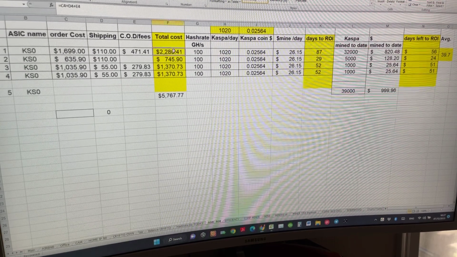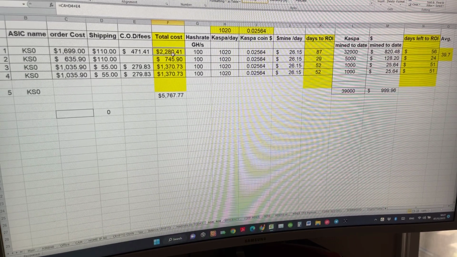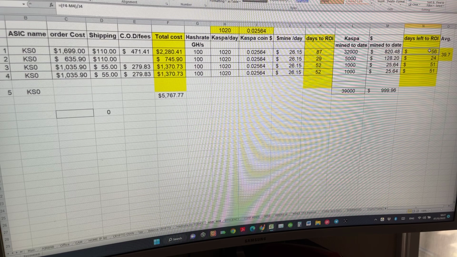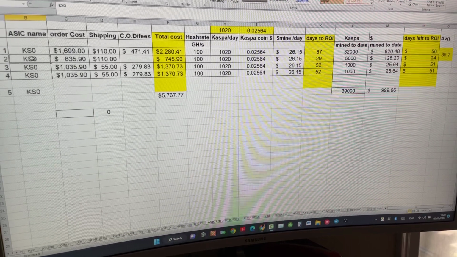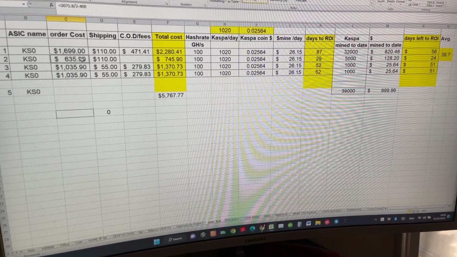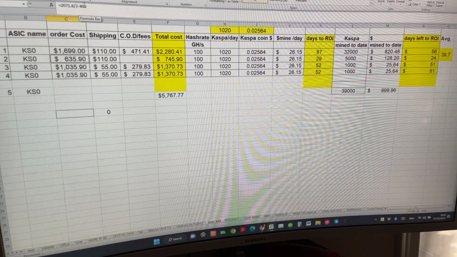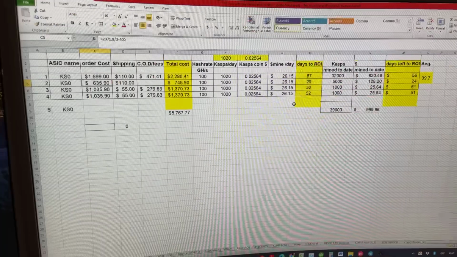So anyways, the first one was really expensive, 2,280. Now the second one takes 87 days ROI. Now accounting for what I mined today already, 32,000 Kaspa, which is $820 based on today's Kaspa rate, my ROI left is 56 days. Okay, so remember this number, 56 days. Now I got a second batch, first miner with a $400 discount here. You guys can see here, I applied it.